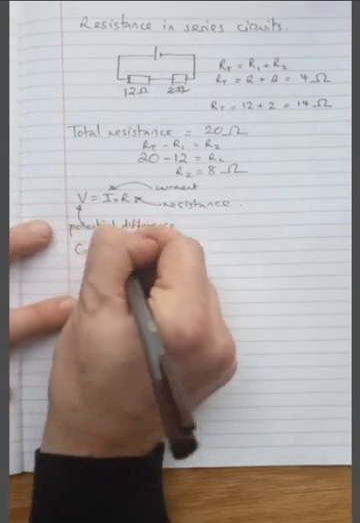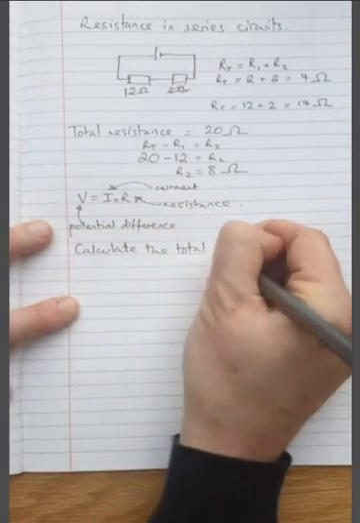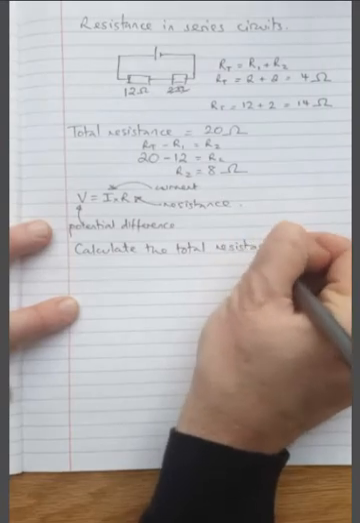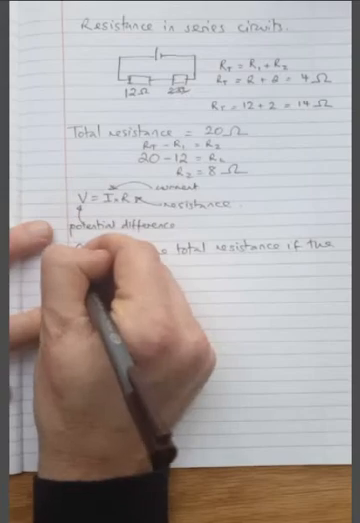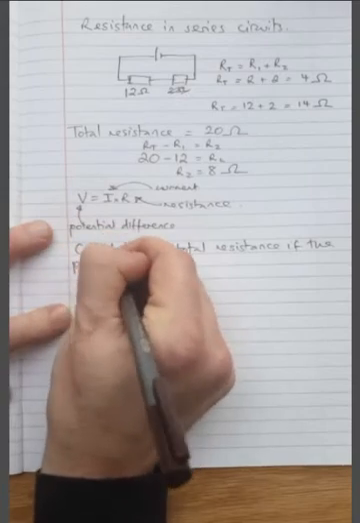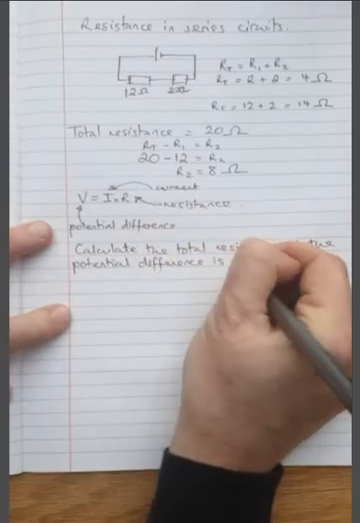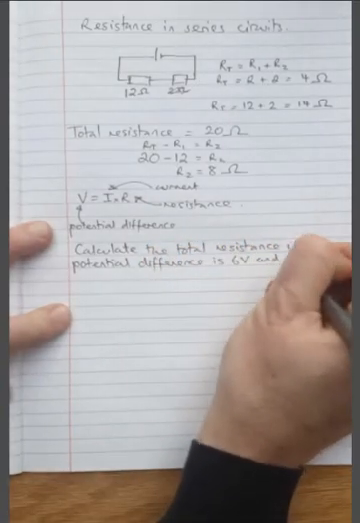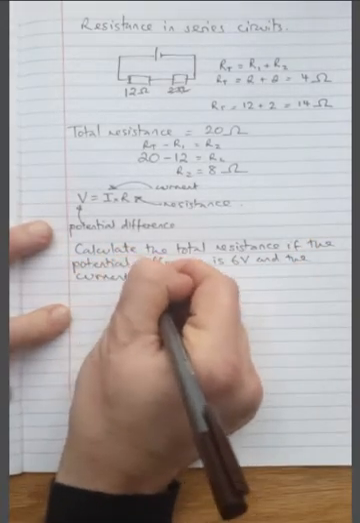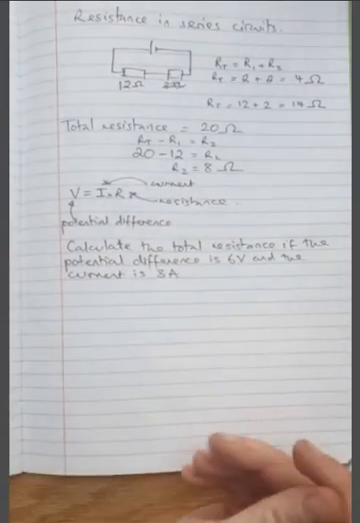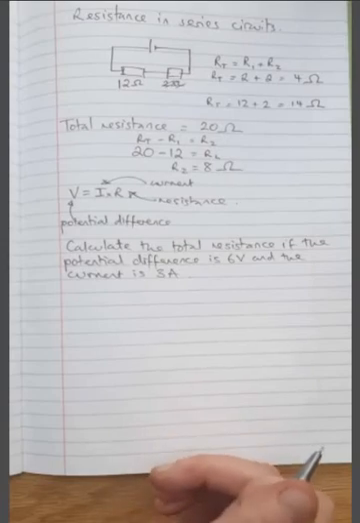I'm going to give you a question that I'd like you to have a go at. Calculate the total resistance if the potential difference is 6 volts and the current is 3 amps. So pause the video, have a go at rearranging the equation and see how you get on.